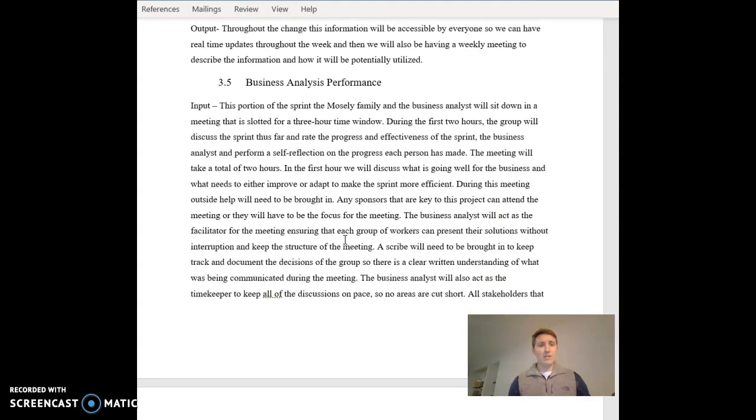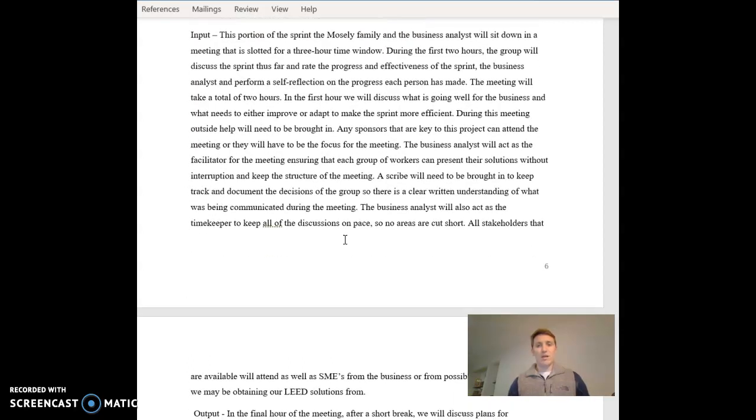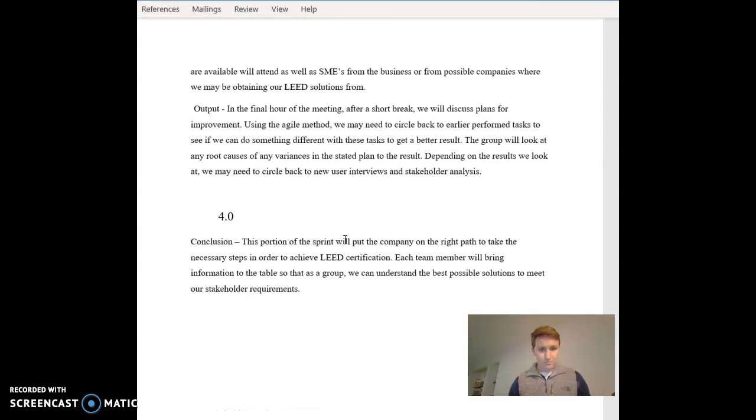The final step in this is the business analysis performance. We're going to take a look back at the sprint as a group, and we're going to look at everything that's going right and everything that we can improve on. We're going to circle back on the things that we need to and really redefine and reshape them as needed to get a better scope for our project and make sure that we all understand exactly what the stakeholders are looking for.